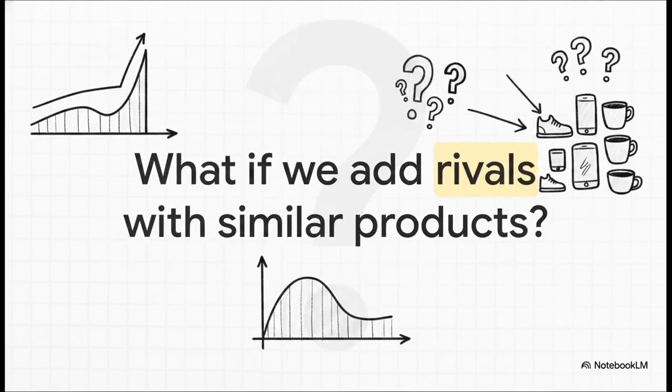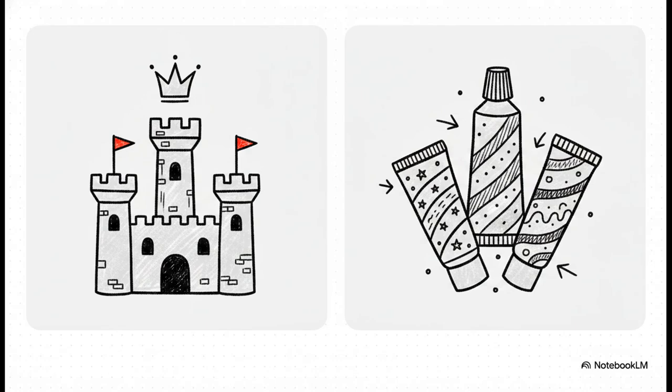So, we have our flat floor and our steep drop. But let's be real. The vast majority of products you and I buy every single day don't fit perfectly into either of those extremes. So what happens to the geometry of our graph if we add rivals? Rivals who are selling similar but slightly differentiated products. To understand our final curve, we have to contrast these two totally distinct market environments.